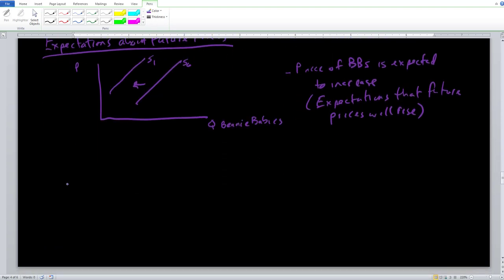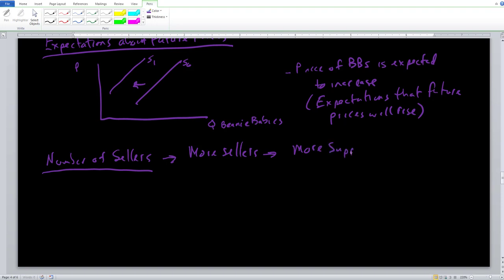Next, we take a look at number of sellers. Once again, this is the most trivial one that we take a look at on the supply side, just like what we saw on the demand side. If we have higher population, if we have more sellers, what does this tell us about our supply curve? It tells us that we're going to have more supply. So essentially, supply is going to increase.